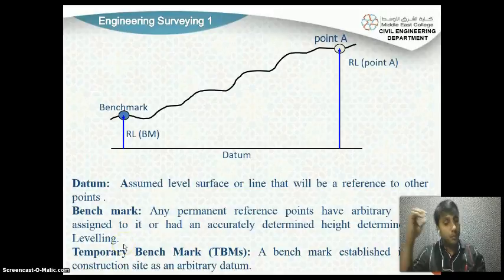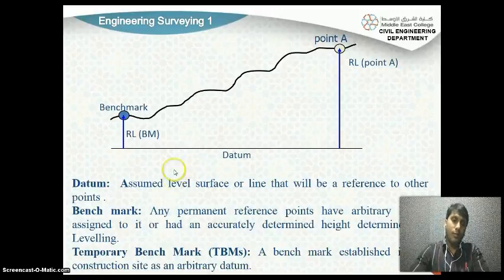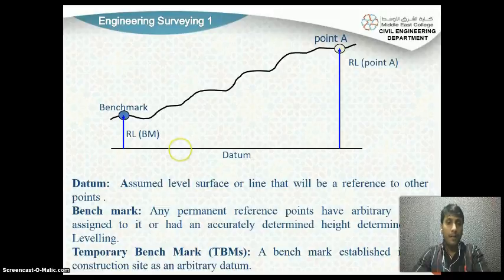Here, temporary benchmark. Generally a temporary benchmark established in a construction site has an arbitrary datum. If you don't know any datum exactly, or if you don't have any benchmark exactly, you can assume a benchmark and start surveying like that. That is known as a temporary benchmark. Generally in the college, when you do practicals, we give you some assumed benchmark. These are all temporary benchmarks, but for the purpose of calculation we consider them as benchmarks.